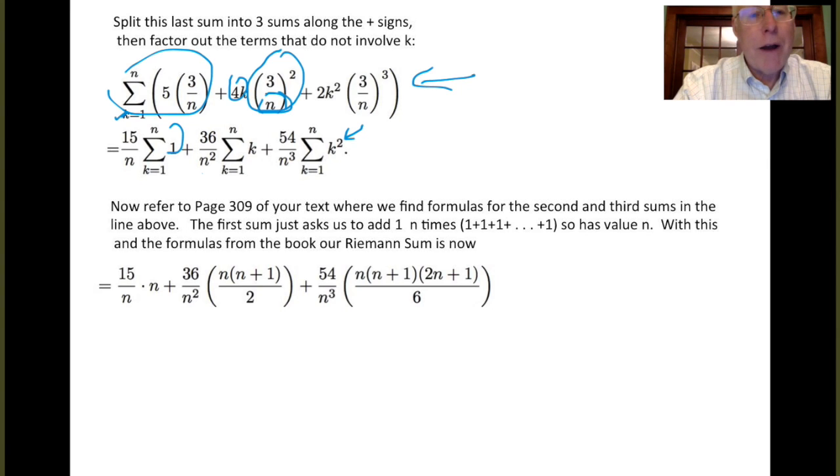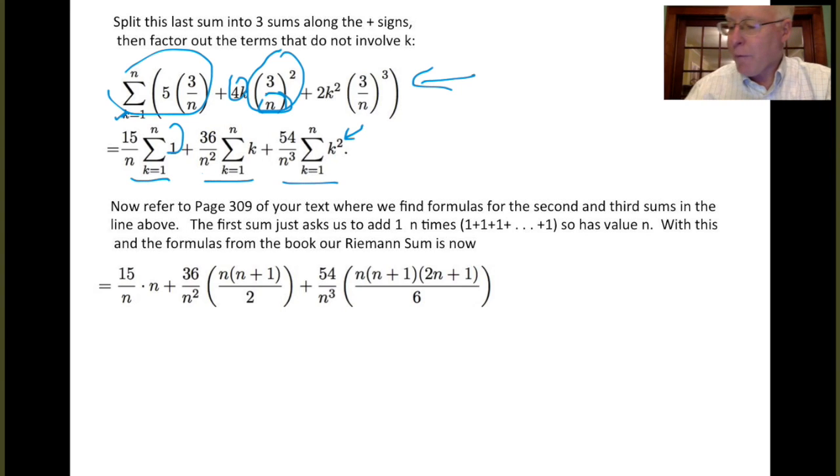Now in sections 5.1 and 5.2, you saw these kinds of sums. In fact, if you look on page 309 of your book, you have formulas for the second and third sums there. That is, what do you get when you add up the first n integers, 1 plus 2 plus 3 plus 4 and up to n, and the first n squares, 1 squared plus 2 squared plus 3 squared, etc. on up to n squared. So I've looked those up in the book and recorded them down in the next line of equations below.